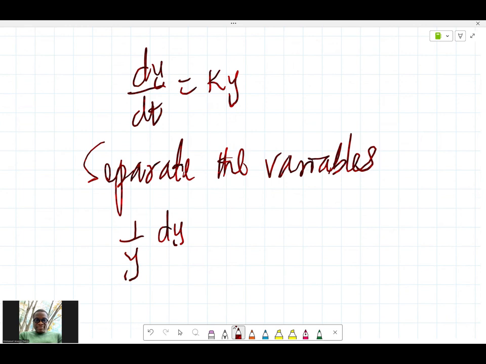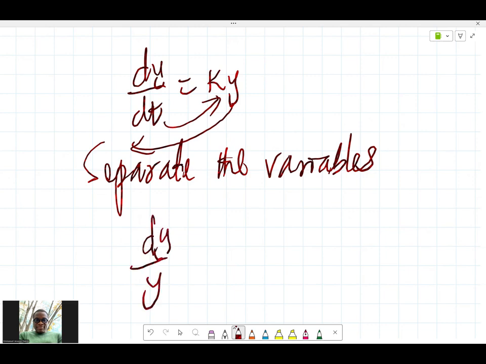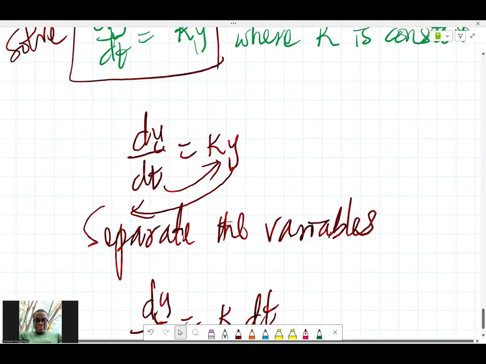Okay. I'm trying to look for a neat way to say that. Basically, let y come here and let dt come here. Basically, that's all I'm saying. So it means that we have dy over y equals k dt. Basically, that's all I meant to say.